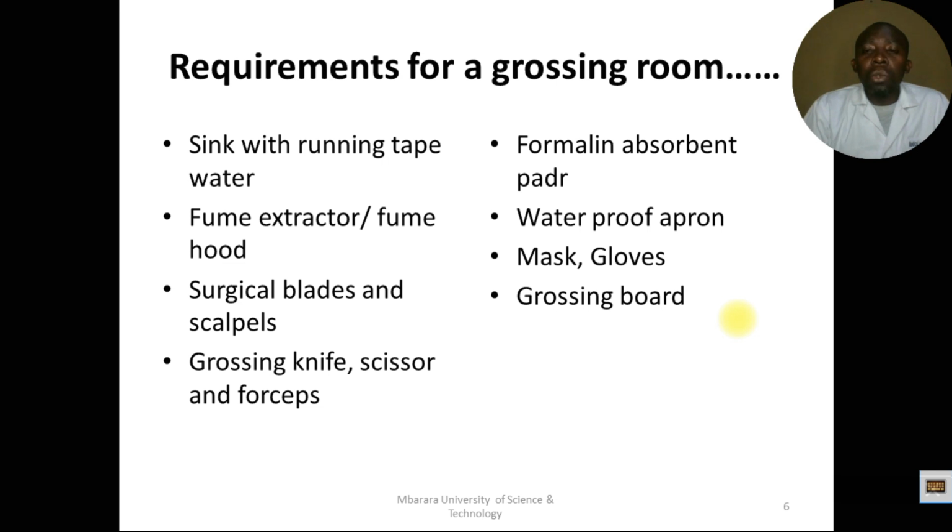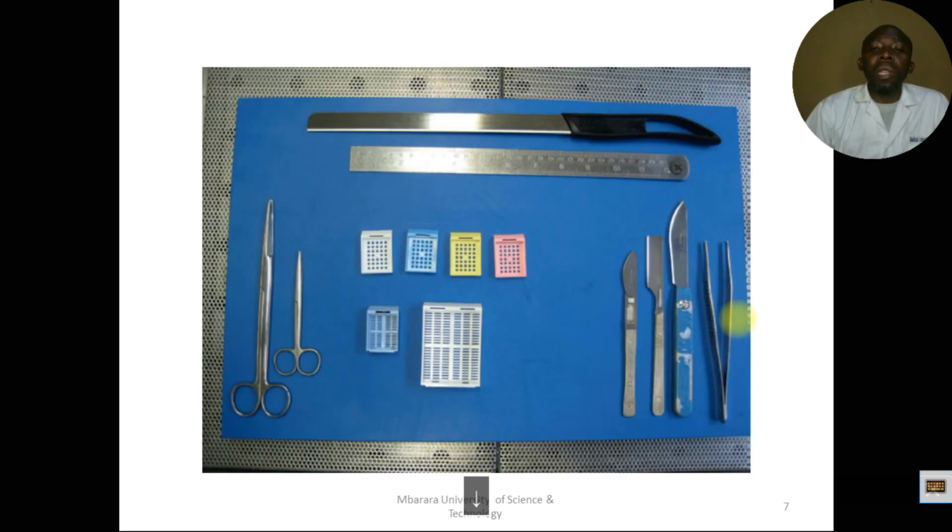This is going to be used to absorb the formalin so that we do not expose ourselves to a lot of fume. We need the waterproof apron. You remember we are going to be dealing with fluids and some chemicals. We are picking these specimens from formalin, and there are possibilities of having spills. So to protect ourselves from direct spills on our clothes, we need the waterproof apron. Masks are important, gloves, it's obvious, and then we may need the grossing board from where we are going to be cutting.